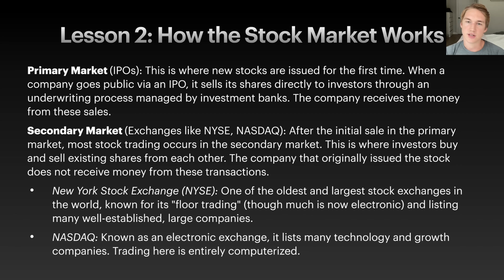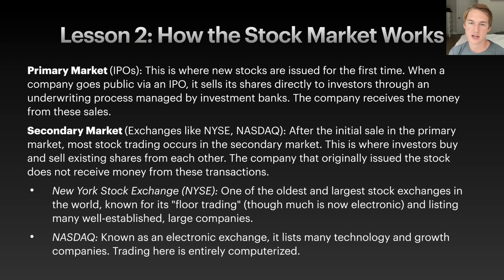Most stock trading occurs in the secondary market. This is where investors buy and sell existing shares from each other. The company that originally issued the stock does not receive money from these transactions. They only receive money from the initial public offering. From there, they hold shares of the company. So if that stock continues to go up, they do make money, but they don't get that money directly.